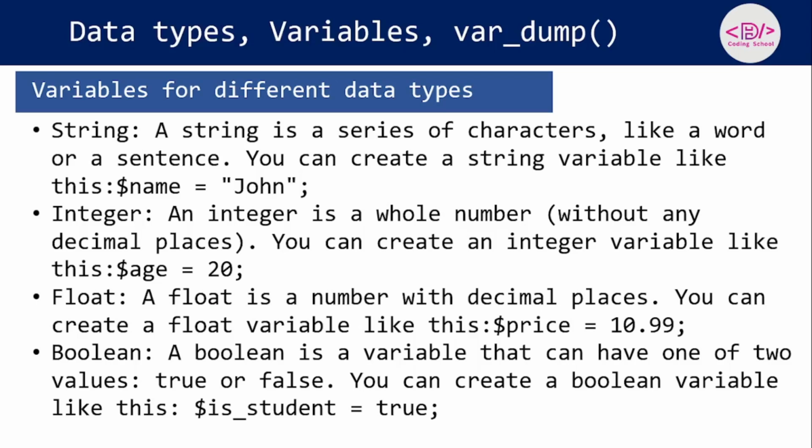You can create a string variable like this. We have already demonstrated for a string, so I will not repeat that one. And we also already have one for an integer. So an integer is a whole number without any decimal places.